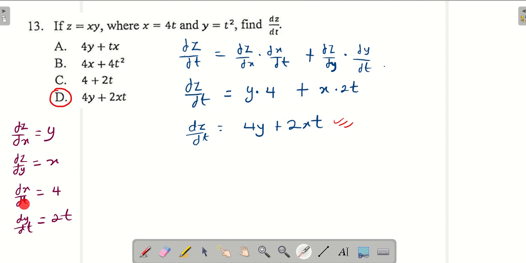Then we come to dx/dt. When you differentiate x with respect to t, you get 4. And dy/dt, when you differentiate y with respect to t, you get 2t. Then you substitute each of them into the formula. Then that becomes the answer. That's D.